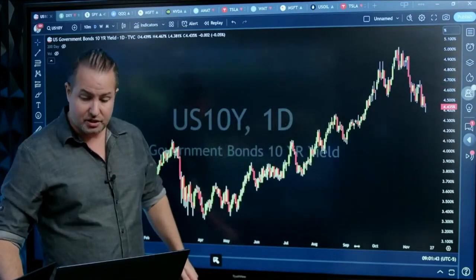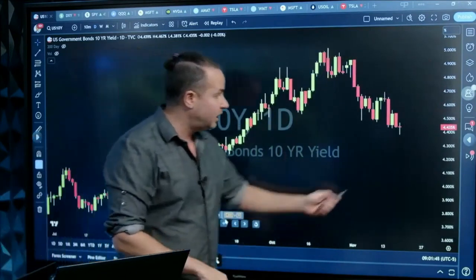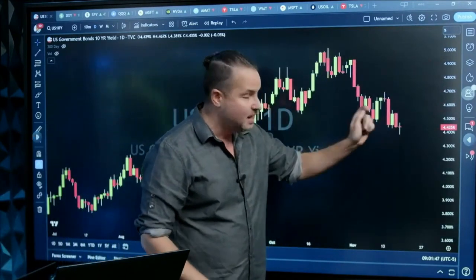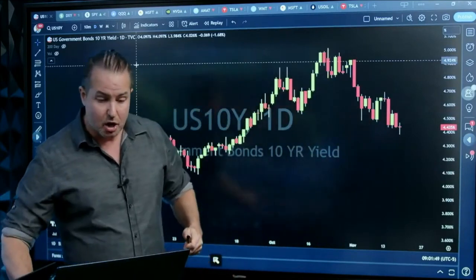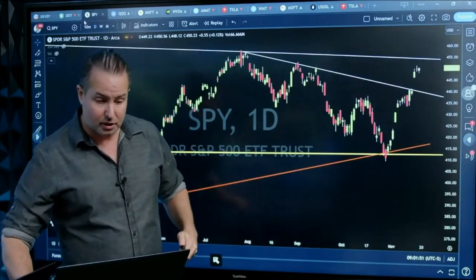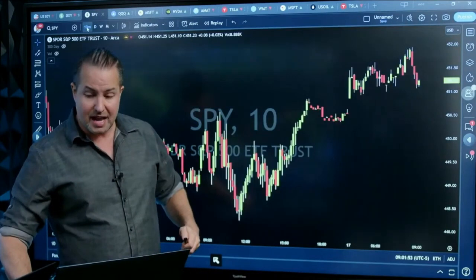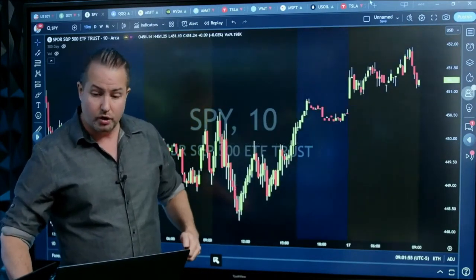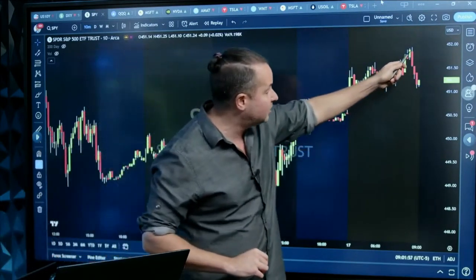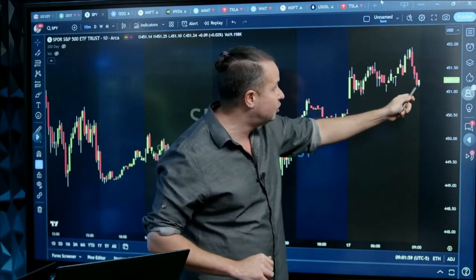Let's zoom in. The 10-year yield is kind of whipping around today. You can see it was down, it was up. It's basically flat on the day. Looking at the S&P 500, let's flip over to the 10-minute chart. The S&P 500 here was trading very nicely to the upside and has started to come in just a bit.